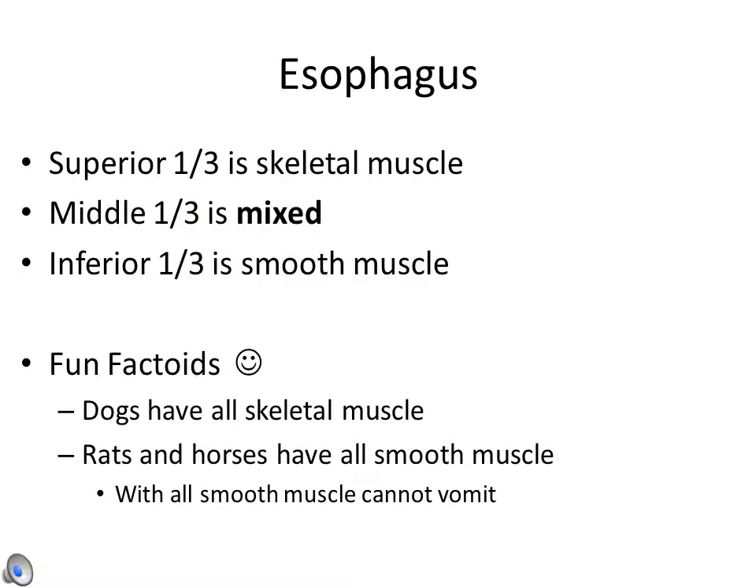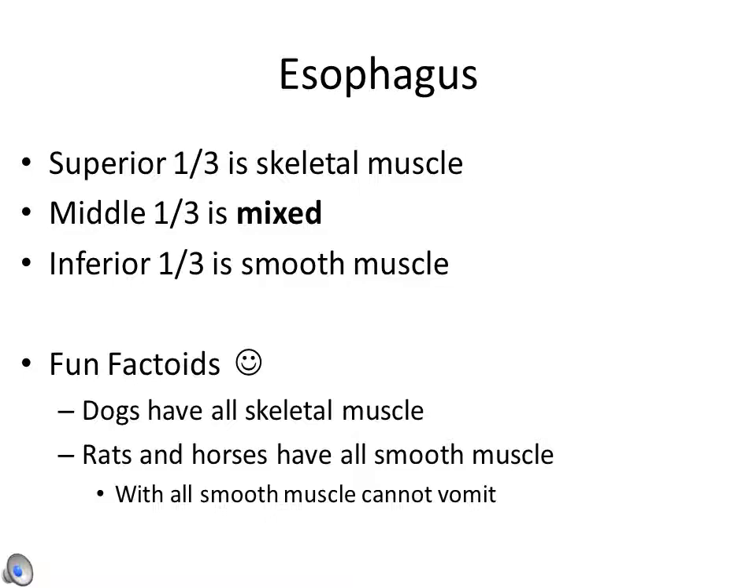The esophagus is a tube through which food passes from the pharynx to the stomach. It is located behind the trachea and heart and passes through the diaphragm to get to the stomach. The esophagus is composed of skeletal and smooth muscle. The superior one-third of the esophagus is composed of skeletal muscle. The middle one-third is mixed, and the inferior one-third is composed of smooth muscle.